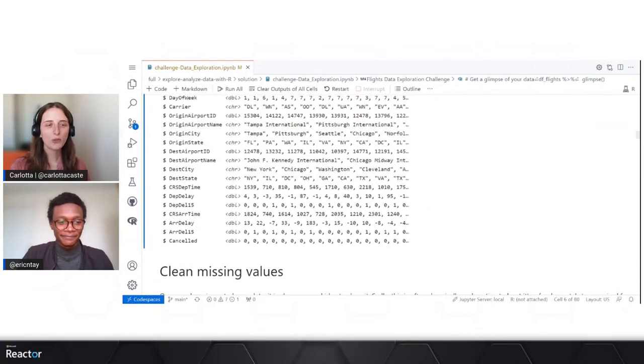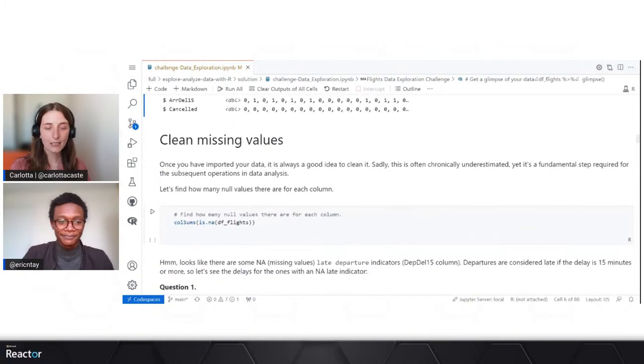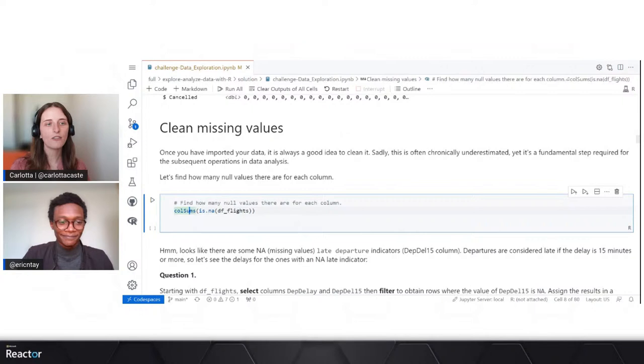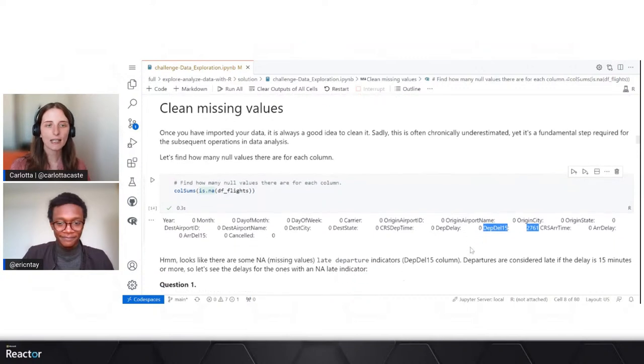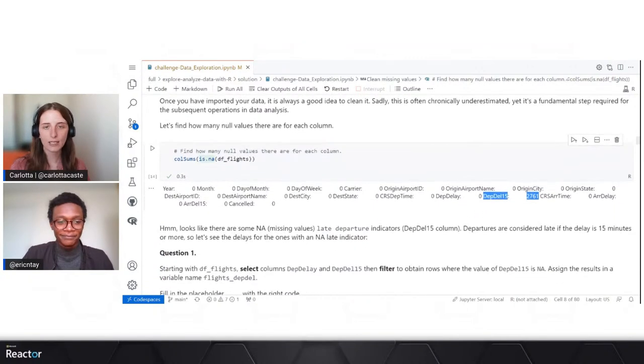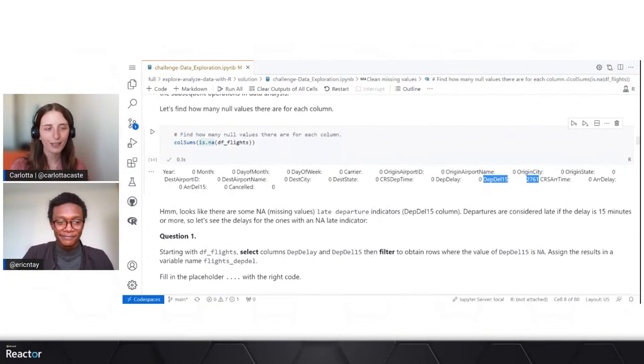So now let's move to data cleaning. This is a very important and often underestimated step of data analysis. The first thing we need to know is whether there are any missing values in our data set, by using the function is.na, where NA stands for not available value. With this simple line of code that Eric just ran, we can easily notice that the only column in which we have missing values in this dataset is dep delay 15, and we also have quite a lot of them.